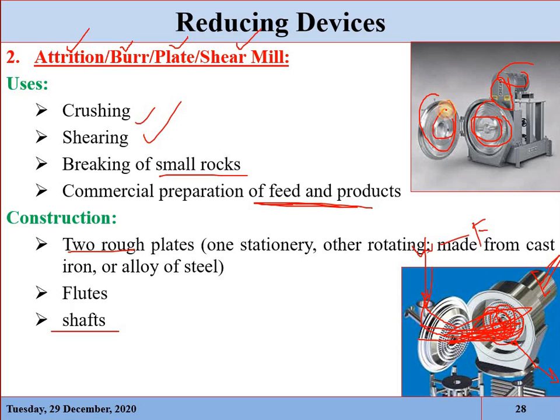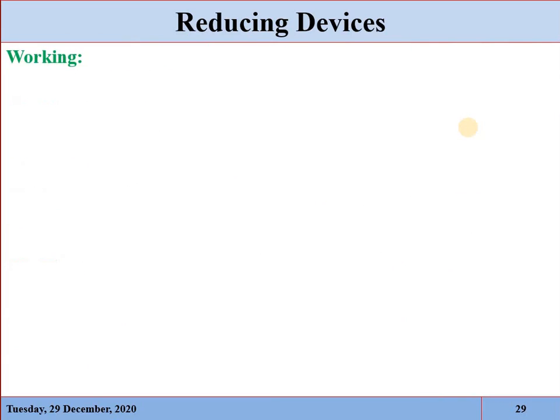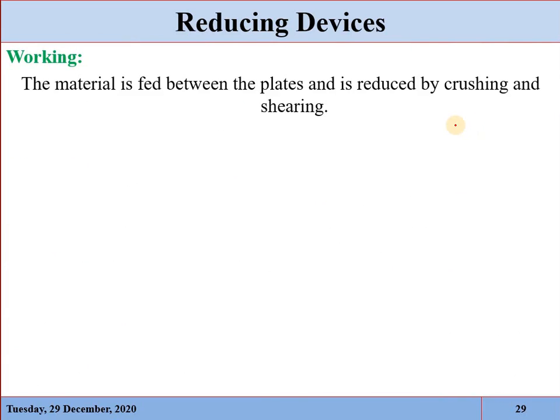Okay, so the product is introduced, and once you turn on the motor, the product in between these two plates will be broken down. Sometimes both of these plates are rotating, or one is stationary and another one is rotating. Okay, see, the material is fed between the plates and is reduced by crushing and shearing.